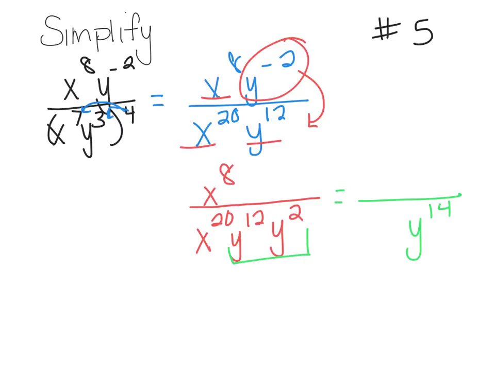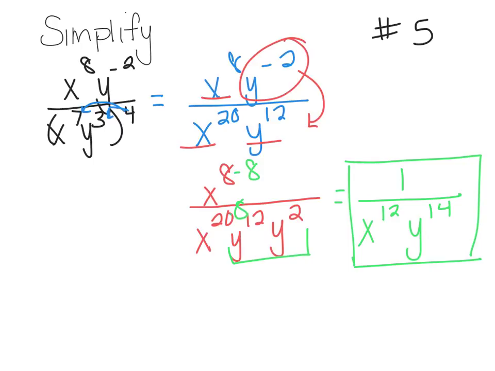The next question I have to ask myself, are there more x's on top or on the bottom? Well, there's 8 on the top and 20 on the bottom. So there's more on the bottom. So I'm going to leave the x's on the bottom, and I'm going to move the ones on the top by doing the opposite. So 20 minus 8 is 12. Now, I can't just leave blank on the top, therefore I'm going to put a placeholder. And there's my final answer for number 5.